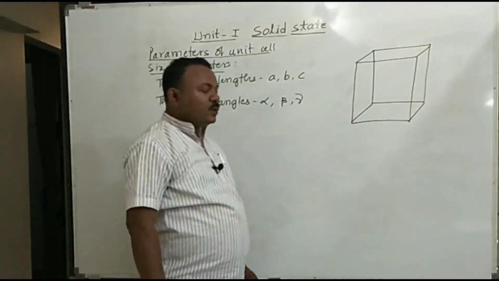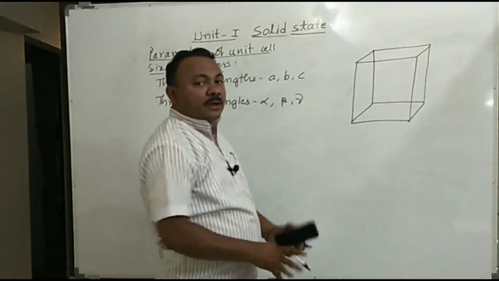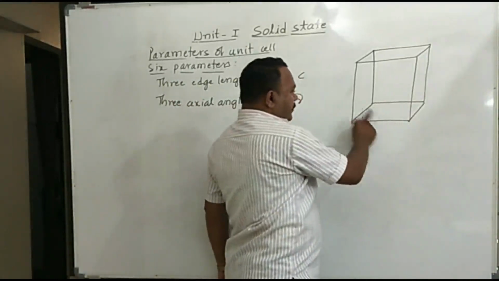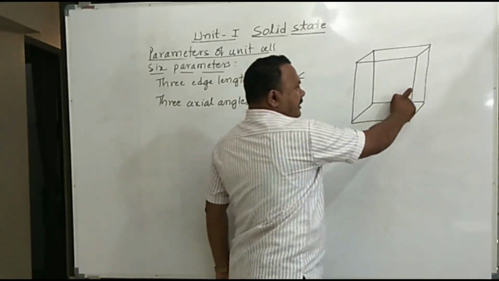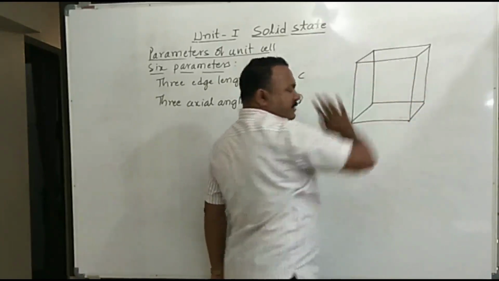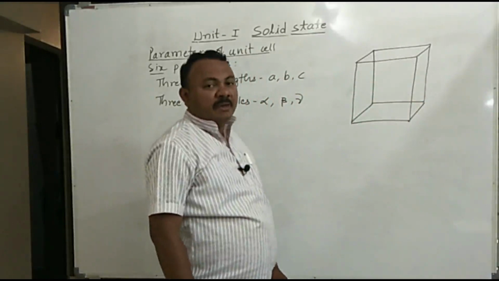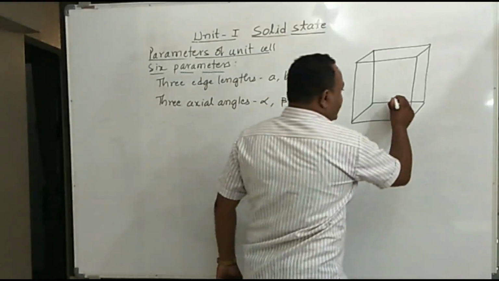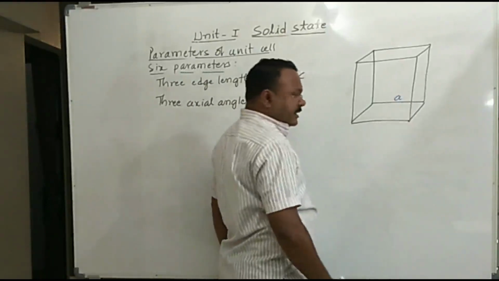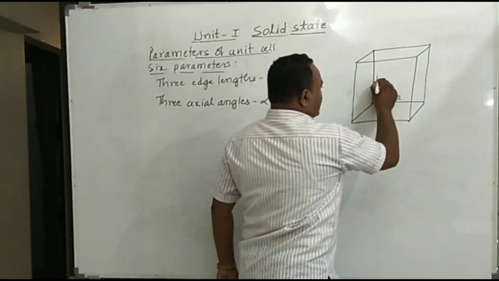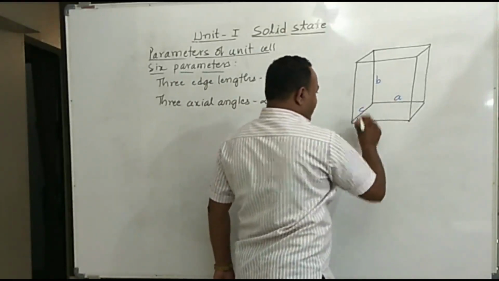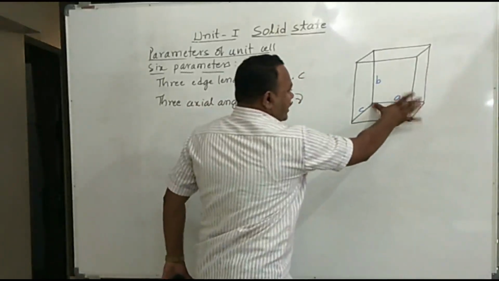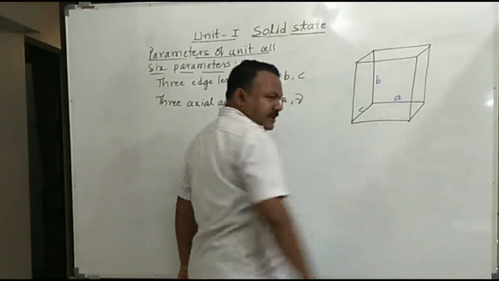See, in this unit cell totally we have 12 edges. I am going to count the edges: 1, 2, 3, 4, 5, 6, 7, 8, 9, 10, 11, 12. And 3 edges are repeating. The edges which are repeating I am going to show. So this is the edge length A, and this is the edge length B, and this is the edge length C. 3 edges we have taken: edge A, edge B and edge C.